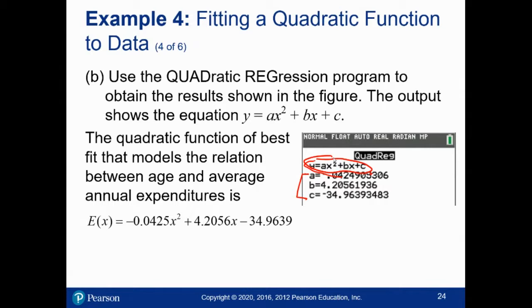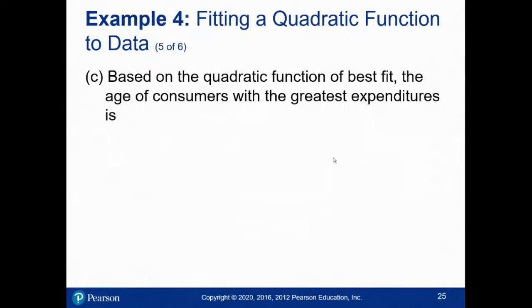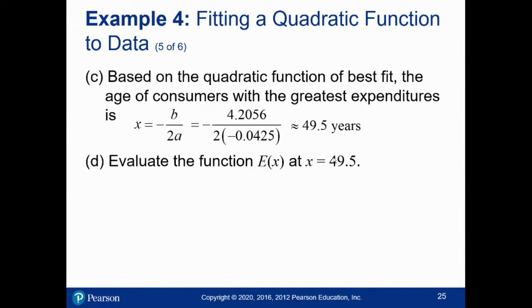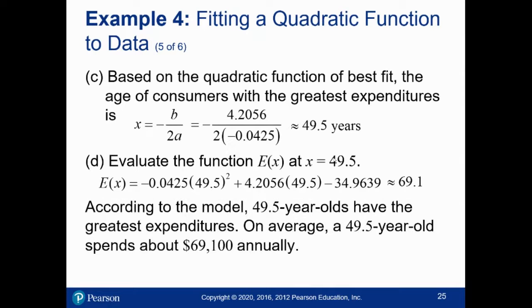How am I going to find what age has the highest expenditure and what that expenditure is? Well, that's going to be the vertex. Negative b over 2a gives me the age of greatest expenditures. And we just take the b and the a that were given by the calculator, about 49.5 years. And if I were to plug that in, the corresponding expenditure would be about 69.1, and remember that's thousands of dollars. So on average, a 49.5-year-old is spending $69.1 thousand per year.